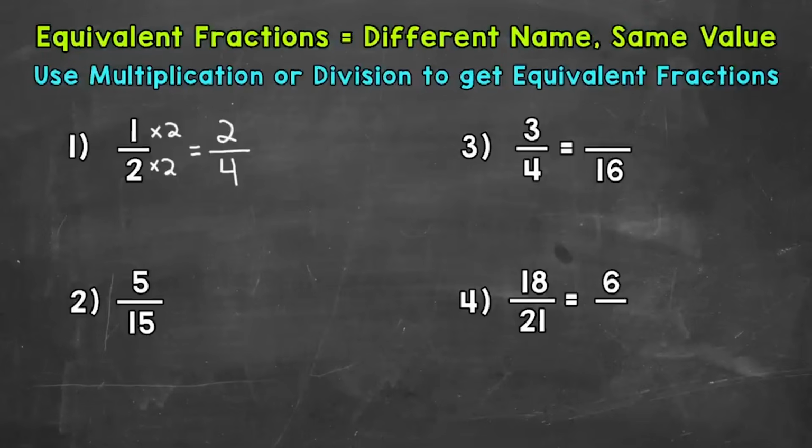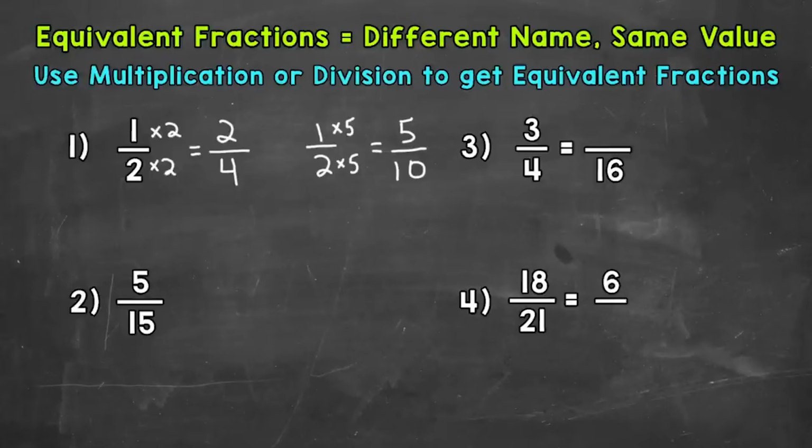2/4 is equivalent to 1/2. Those fractions have different names. We say them differently, 1/2 and 2/4, but they have the same exact value. Let's try another example here. Come to the right, and let's multiply both our numerator and denominator by 5. So we end up with, well, 1 times 5 is 5, and then 2 times 5 is 10. 5/10 is equivalent to 1/2.